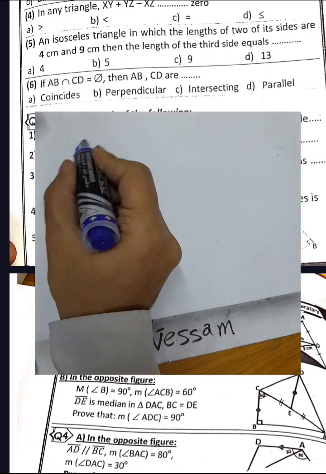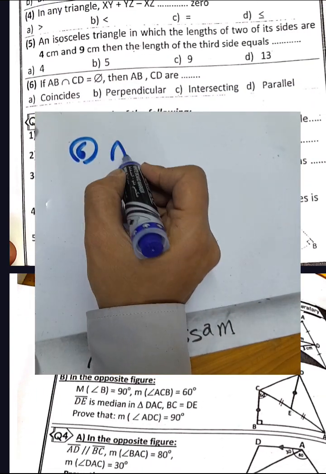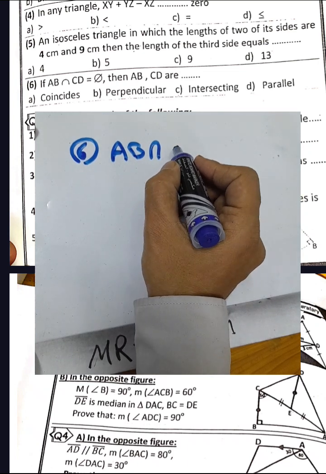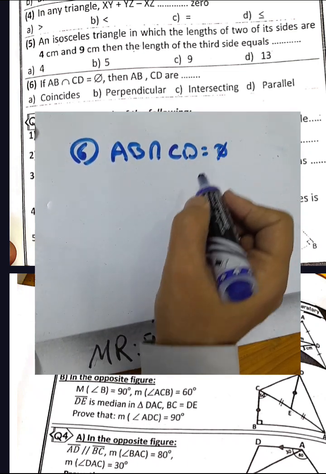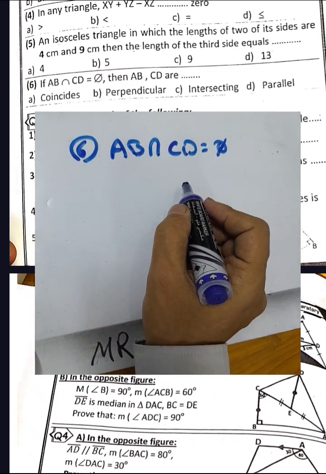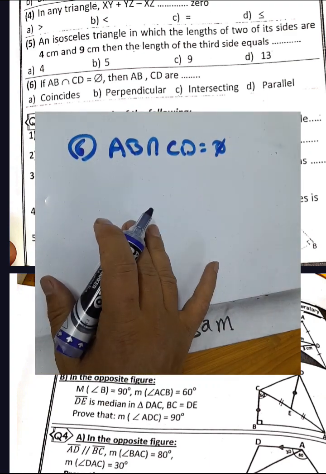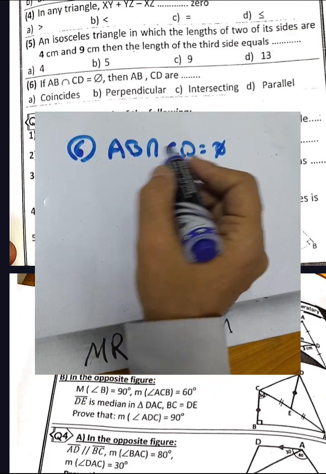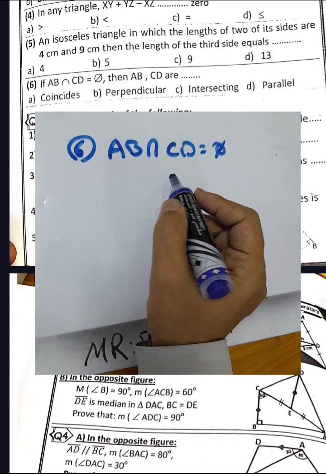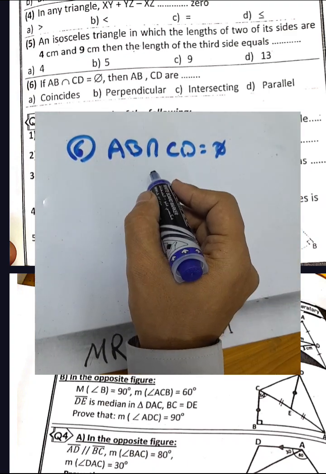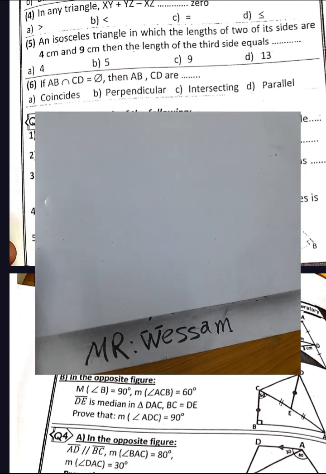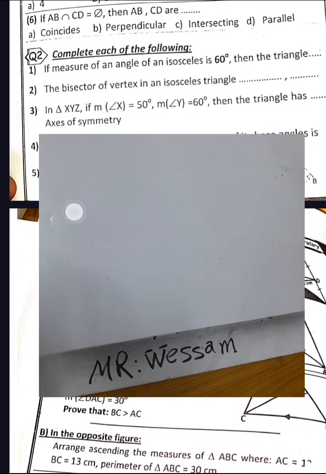Next question, number 6. If EP intersection with CD equals the null set phi, then EP and CD are parallel, because the intersection between the two straight lines here equals phi, the null set. Then choose letter D. The result will be parallel. Question number 2 complete.